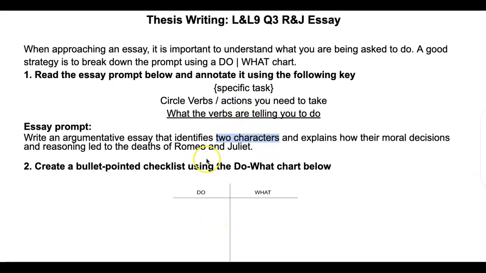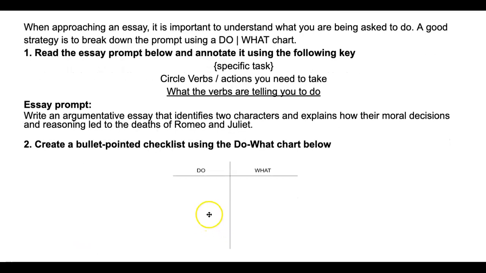Again, if you don't know how to circle on this, you can highlight. Just somehow you need to show me that you know what actions you need to take and what those verbs are telling you to do. Okay, now we're down here. In this box here, you're going to write the verbs. So you're going to write identify, and you're going to write explain.